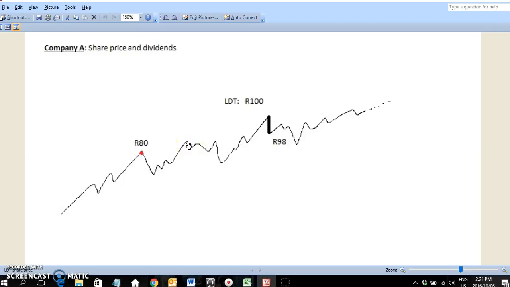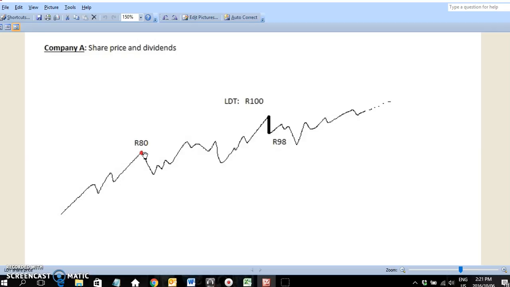So what do we call this in economics? Supply and demand. All the available information drives supply and demand, and if the supply exceeds the demand, the share price falls. If the demand exceeds the supply, the share price goes up. So it's important to realize that this 80 Rand is not determined by the company, not by one individual or any bank or any government, it's determined by supply and demand.